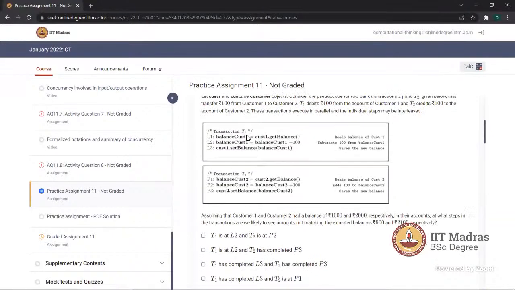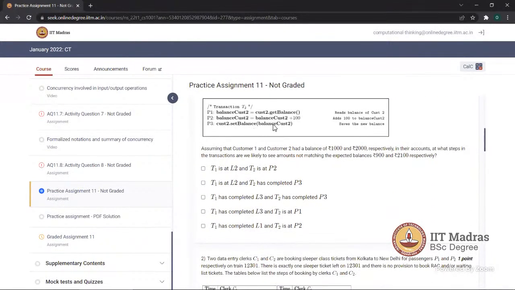Now let's look at these transactions. Transaction T1. What is happening? Balance cust1 is for customer 1's balance. You get that balance. It's the same read operation we saw earlier in the previous example. Whatever you read, you got that value in this balance cust1 variable. Now you deducted 100 for customer 1, saying minus 100, and updated this balance cust1 variable. Now you call cust1 dot set balance with balance cust1. So you read it, you deducted 100, and you're writing it back.